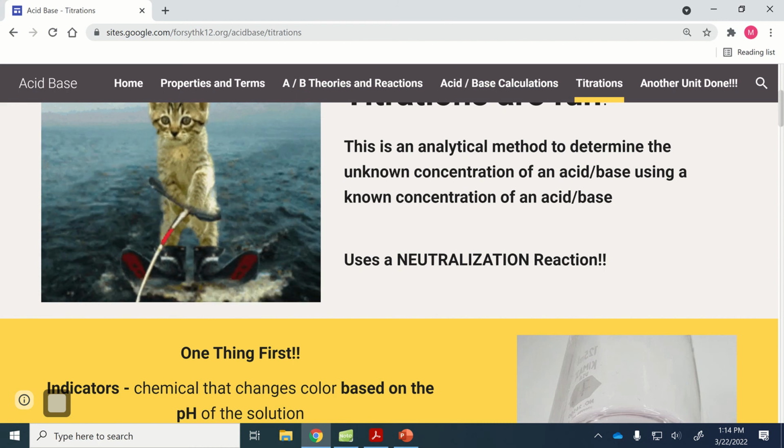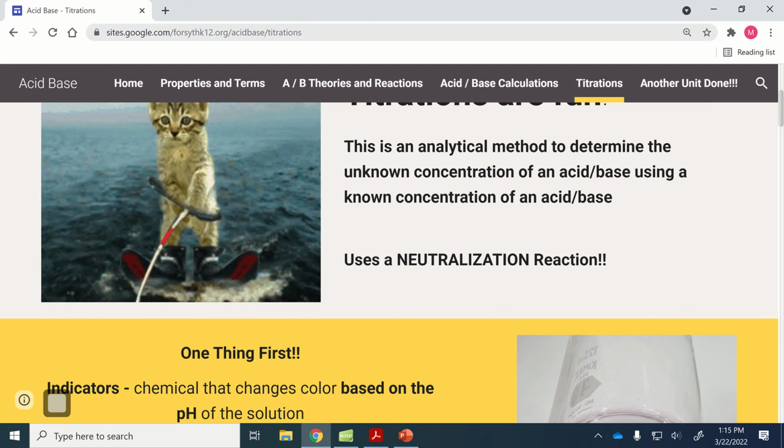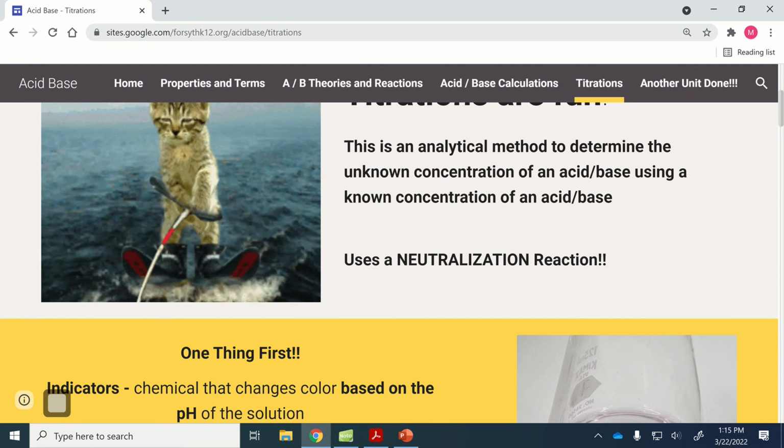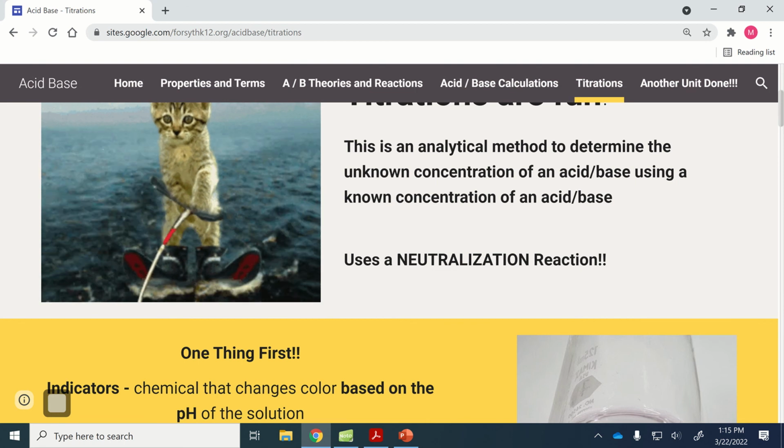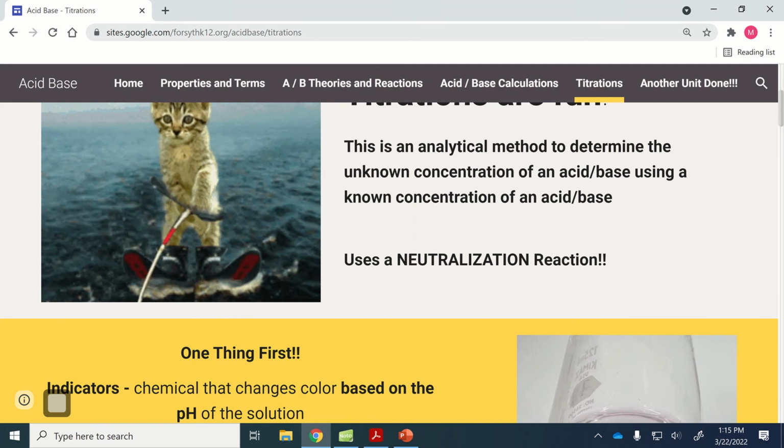But since we're focusing strictly on acids and bases, we are only going to be doing neutralization reactions with this. An acid is going to react with a base. We will know one of the two concentrations, and based on the volume we need to neutralize it, we can calculate the concentration of the unknown.